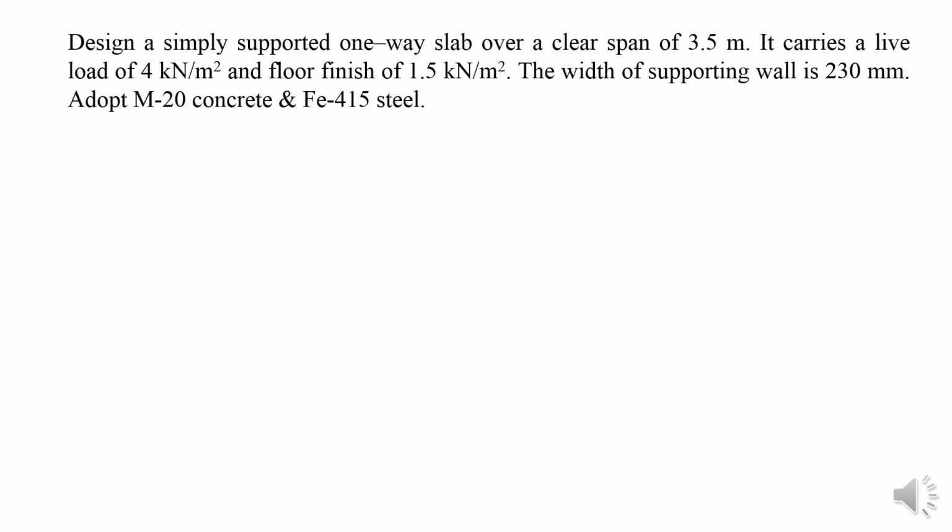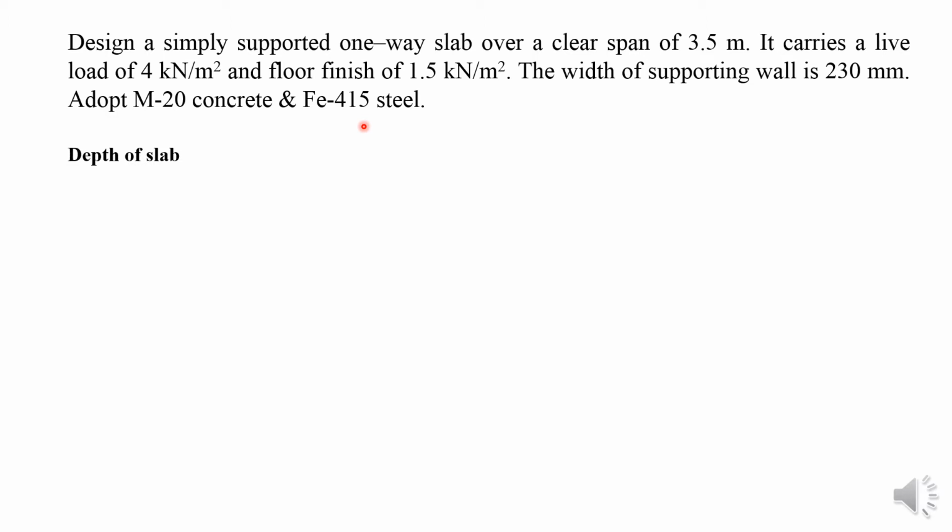Design a simply supported one-way slab over a clear span of 3.5 meter. It carries a live load of 4 kN per meter square and the floor finish of 1.5 kN per meter square. The width of the support wall is 230 mm. Adopt M20 concrete and Fe415 steel.